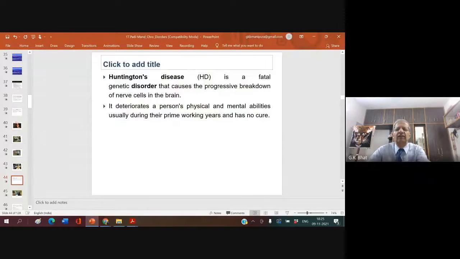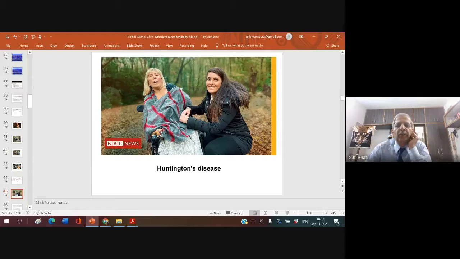Huntington's disease is a fatal genetic disorder that causes progressive breakdown of nerve cells in the brain. Individuals with one allele, a heterozygous condition, and individuals with both alleles, a homozygous condition, both get affected, and it results in deterioration of a person's physical and mental abilities. This is a woman suffering from Huntington's disease. Understood? It is due to a dominant allele.